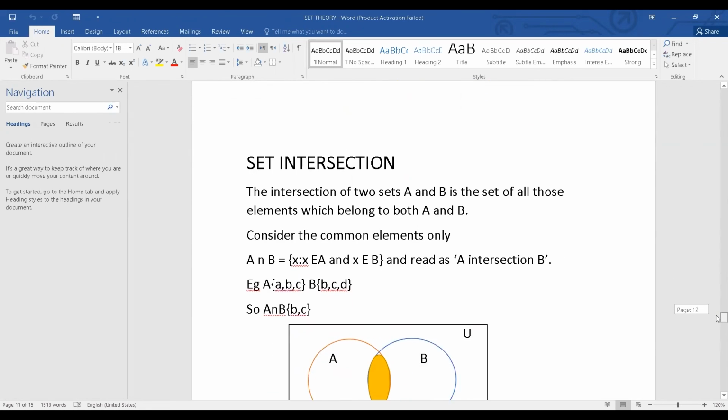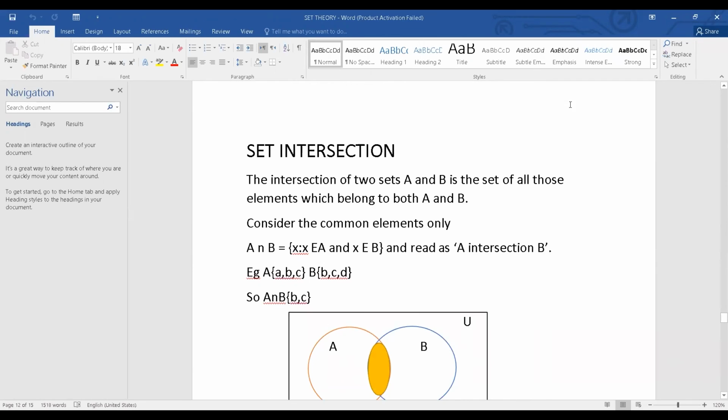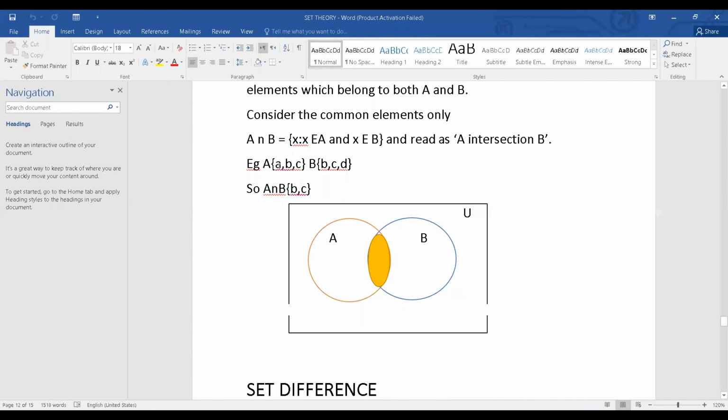Now set intersection. The intersection of two sets A and B is the set of all those elements which belong to both A and B. For example, we have set A as A, B, and C. Set B is B, C, D. A intersection B means you take only the common. What's the common here between set A and set B? B, C. So A intersection B will be B, C only. We're not going to take A, we're going to take B. We need only the intersection here.